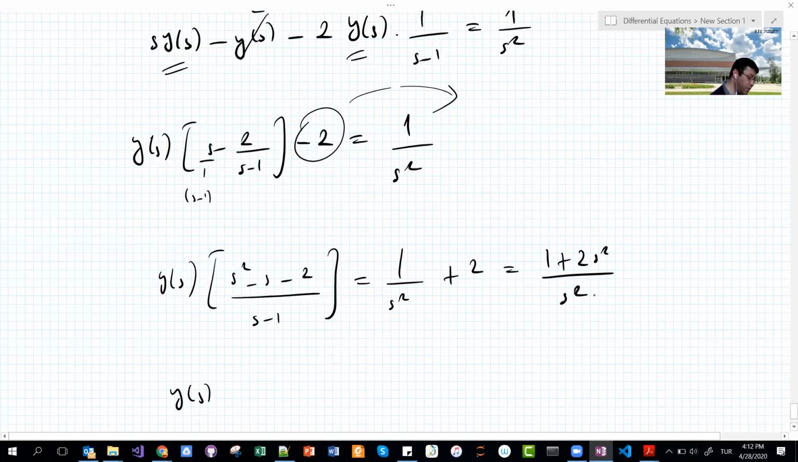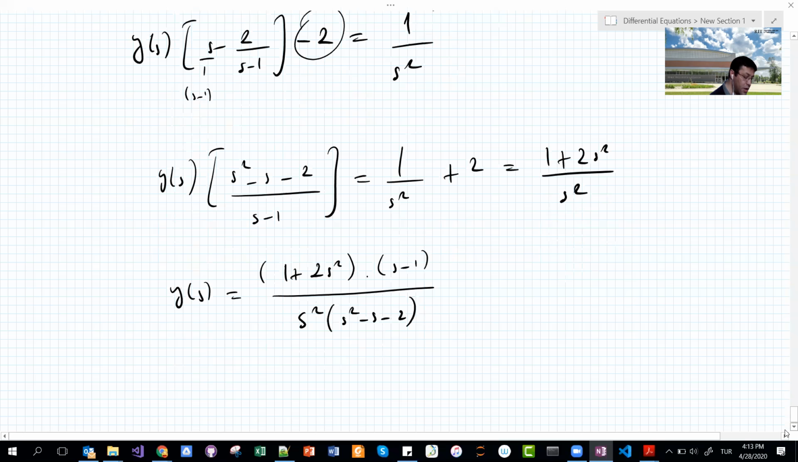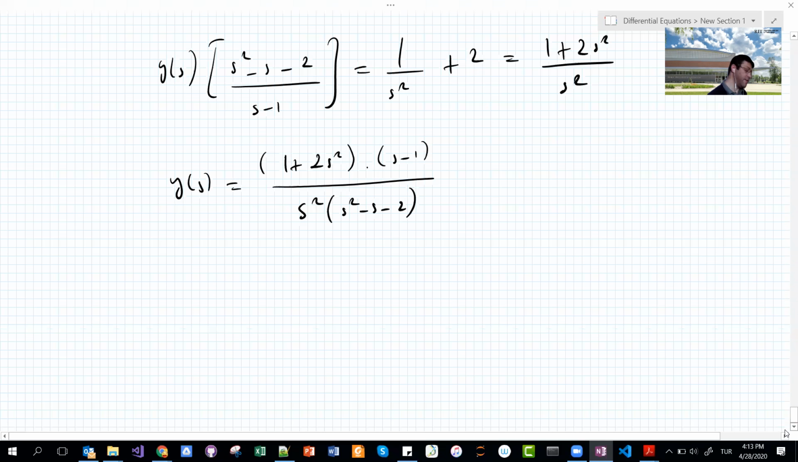So now if I move the left-hand side term to the right-hand side, that would be equal to this one: 1 plus 2s squared times s minus 1 over s squared times s squared minus s minus 2. Did you see? I found my y of s. Now, I will start taking the inverse of each term.